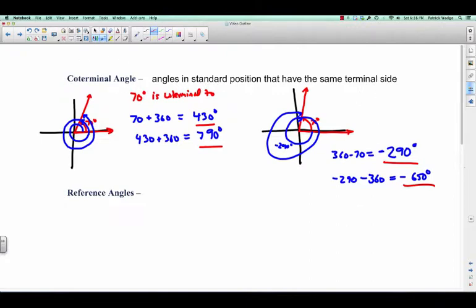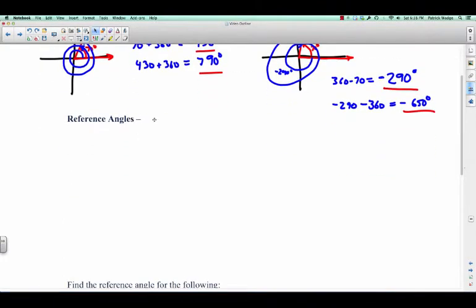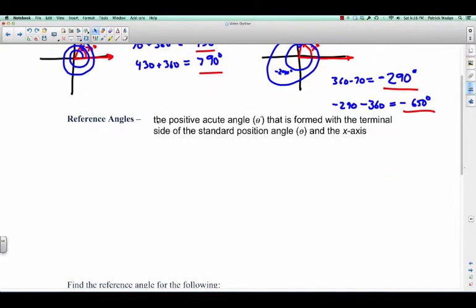Okay, coterminal angles are somewhat important. Reference angles are so important. You're going to use this so much in grade 11 and especially in grade 12. So you really want to make sure you get this year. Reference angles, it sounds kind of confusing. It says the positive acute angle that is formed with the terminal side of the standard position angle and the x-axis. Whoa, what are we talking about here?